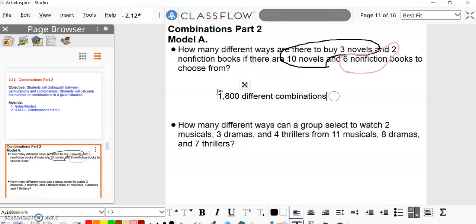All right, next question. How many different ways can a group select to watch 2 musicals, 3 dramas, and 4 thrillers from 11 musicals, 8 dramas, and 7 thrillers? So now we have 3 different combinations to set up, so I'm going to write them all down. We have 2 musicals out of 11, so that would be 11C2. We have 8 dramas, and we're selecting 3 of them. And we have 7 thrillers, and we're choosing 4. All right, so I got that all written down right here.